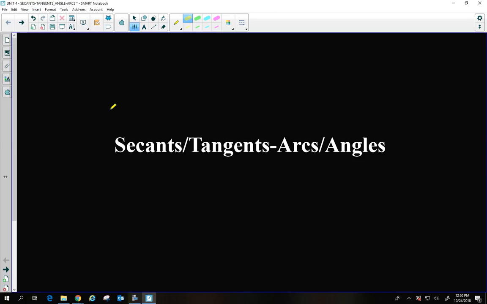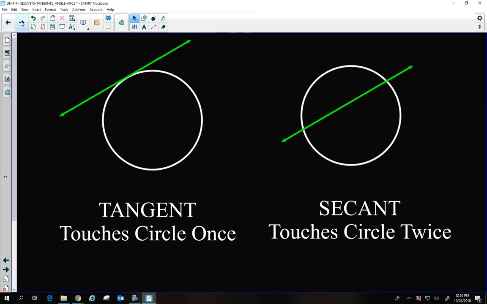Hey, all. Today we are going to talk about two different types of segments or lines and how they interact with circles and form arcs and angles like we've been talking about. So the first one is called a tangent line, or we could have a tangent segment. And what makes something tangent is that it only touches the circle once. So here we have this green tangent line that touches the circle one time, and then it'll go on and on forever and never touch that circle again.